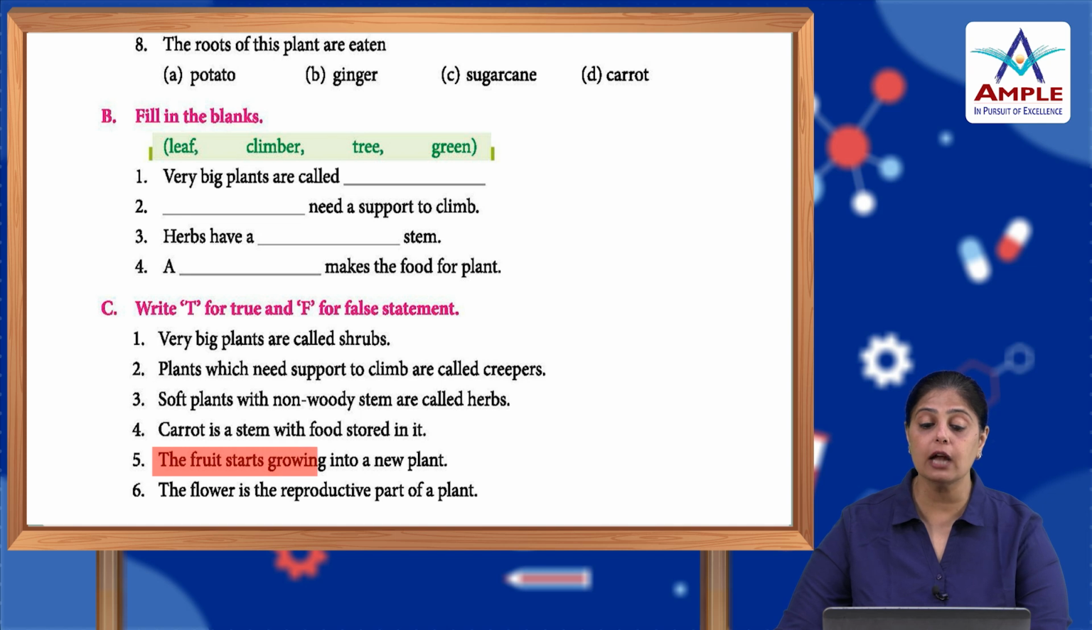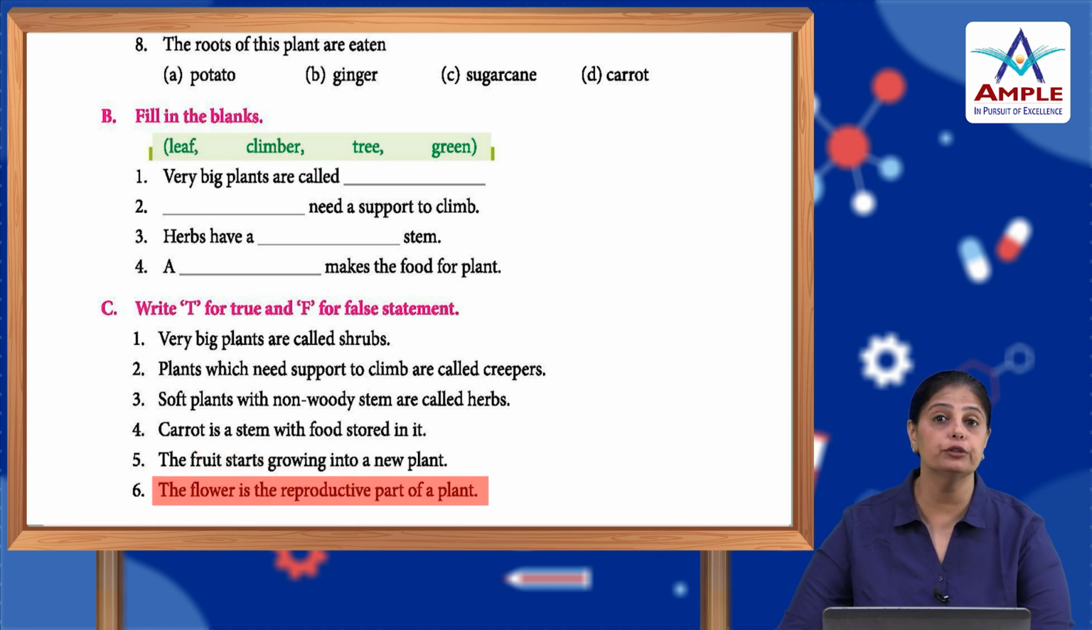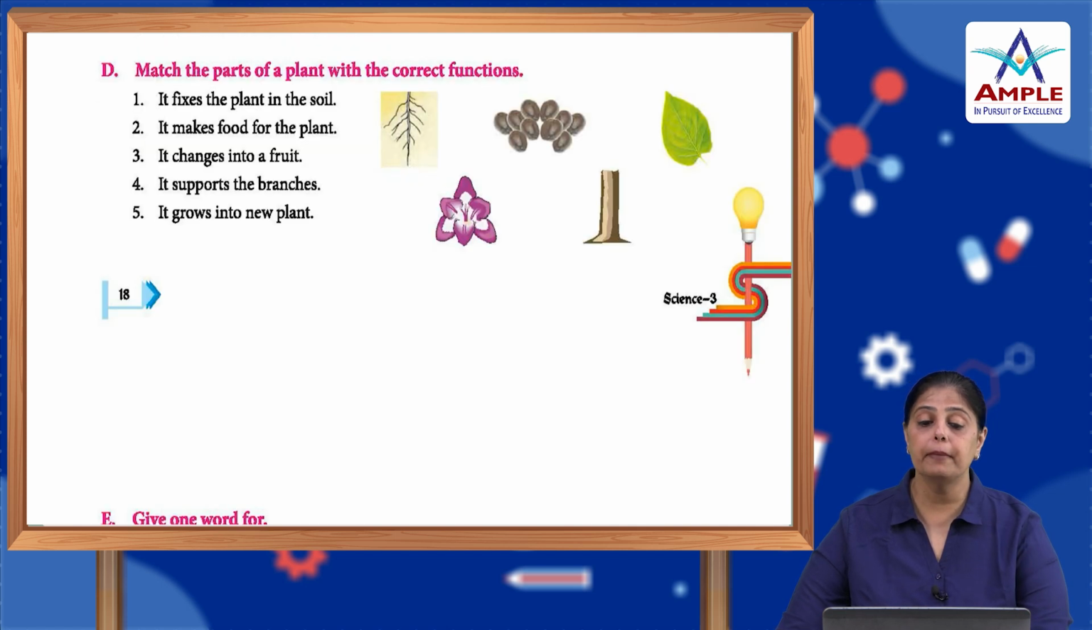The fruit starts growing into a new plant. No, false. The seeds of the fruit. The flower is the reproductive part of the plant. Absolutely true. Now, match the parts of the plant with the correct functions.